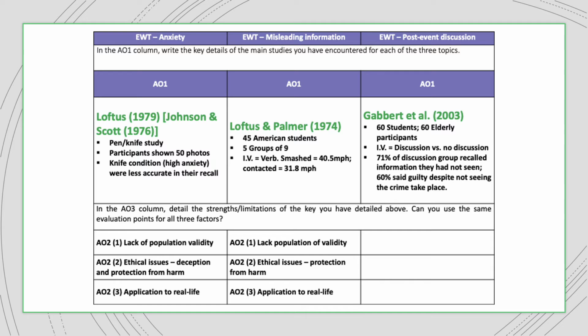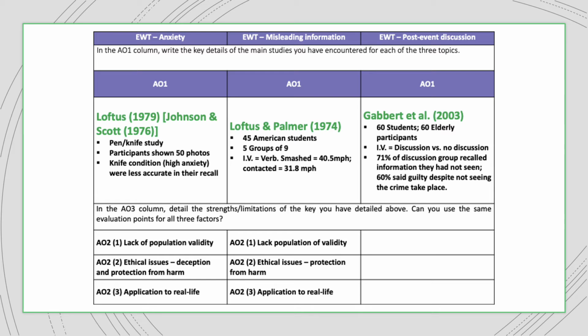So A01 is Gabert et al. He investigated 60 students and 60 elderly participants. And the IV was discussion or no discussion. So some of them were asked to discuss it in pairs before recalling the events that they'd seen on a video. And if they had discussed it, 71% of them recalled information that they had not seen. So 71% of them remembered information that their partner had actually seen and not them.